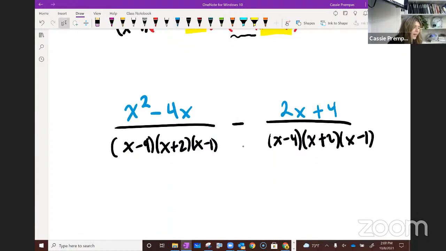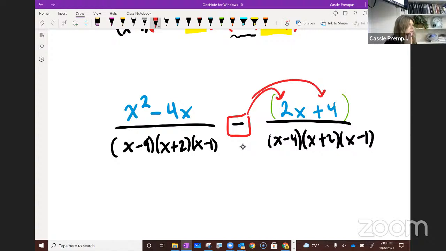Okay, when I'm subtracting 2x plus 4, I have to be careful. 2x plus 4 has invisible parentheses around it. I might want to mark those in, because when I'm subtracting, I need to remember to distribute the negative, or to subtract both terms. If I don't distribute that negative, then I will have the incorrect answer. So make sure you remember that in subtracting, you have to subtract every term in the second fraction's numerator.